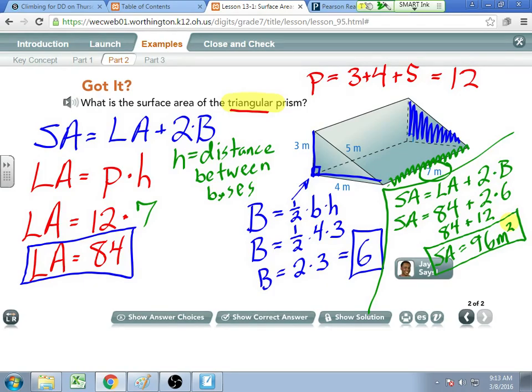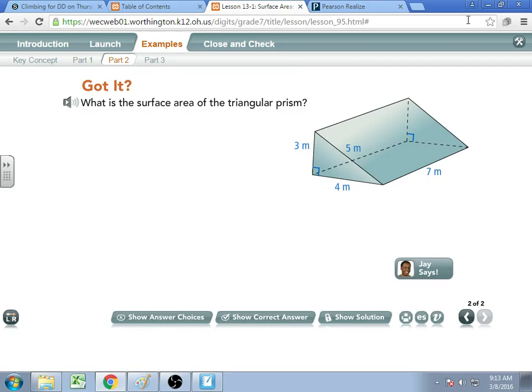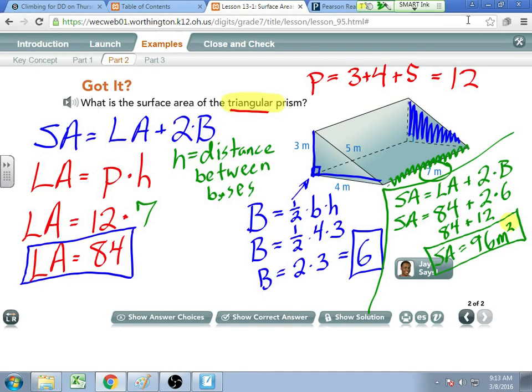That we're talking about the area that something takes up, that it covers. If I unfolded that shape, that's the total space that it would occupy. 96 meters squared. So a meter squared is a meter stick by a meter stick, make a box. That's 1 meter squared. So this triangular prism is huge. I mean, think about it. It's 4 meters wide, 3 meters tall, and 7 meters deep.